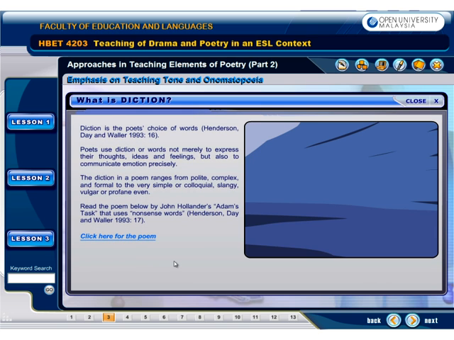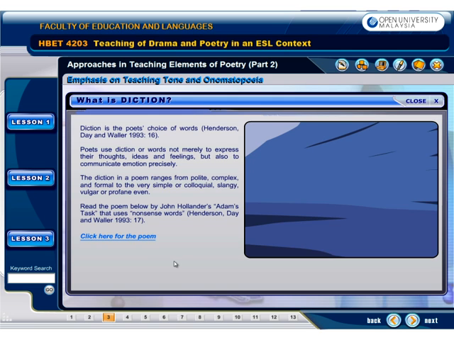Diction is the poet's choice of words (Henderson, Day and Waller, 1993). Poets use diction not merely to express their thoughts, ideas and feelings, but also to communicate emotion precisely. The diction in a poem ranges from polite, complex, and formal to the very simple or colloquial, slangy, vulgar, or even profane.